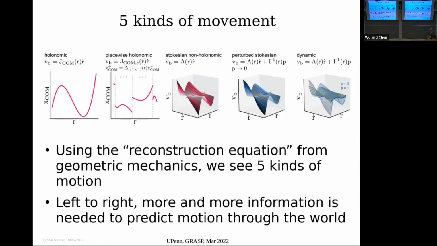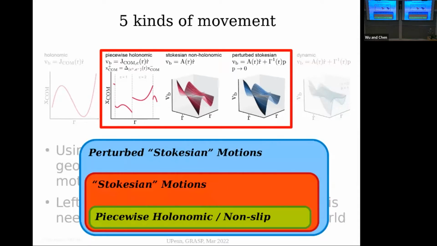Matt taught us that there's an additional regime there next to Stokesian motion called perturbed Stokesian motion, where momentum decays quickly rather than just not being there at all. And then eventually you build up enough momentum where the relationship between the body velocity and the shape actually depends on the value of your momentum. And so you no longer have any reduction at all. You're in full dynamics. So there's a sort of nested structure of piecewise holonomic motion, Stokesian motion, and perturbed Stokesian motion that are all related to each other. And they are the subject of this talk, really.